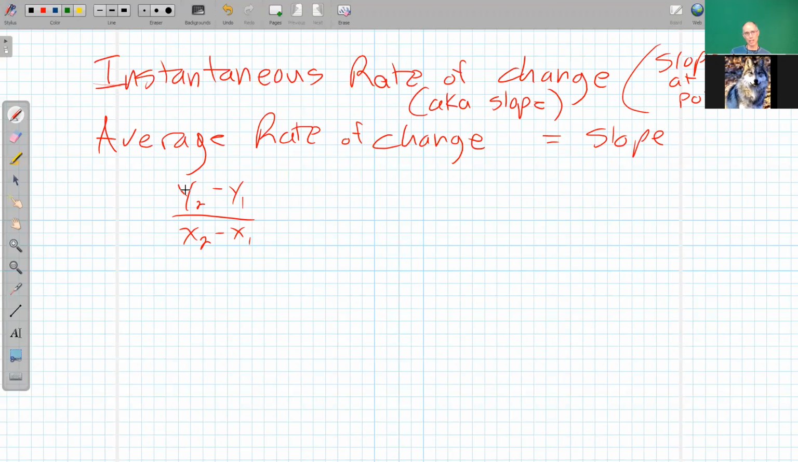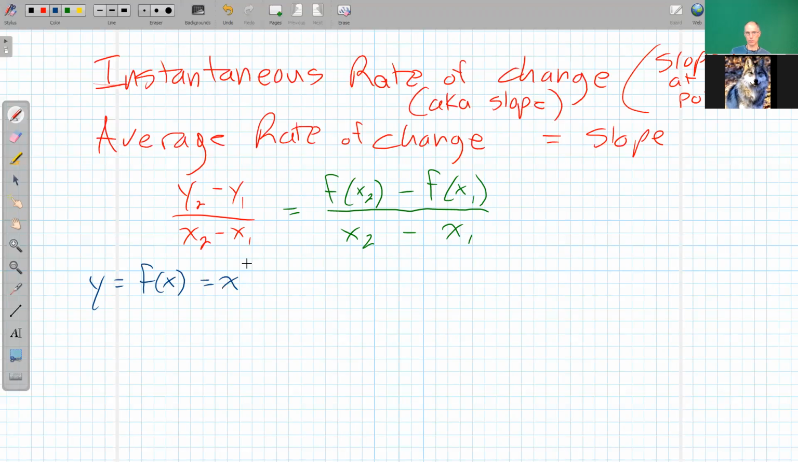Now, remember, y is typically a function of x, so I could rewrite this as f of x2. That's how I calculate y2, minus f of x1, divided by x2 minus x1. And if we pick up the example that we were just looking at, where y is the function x squared, and we were focusing on the point 1, 1.